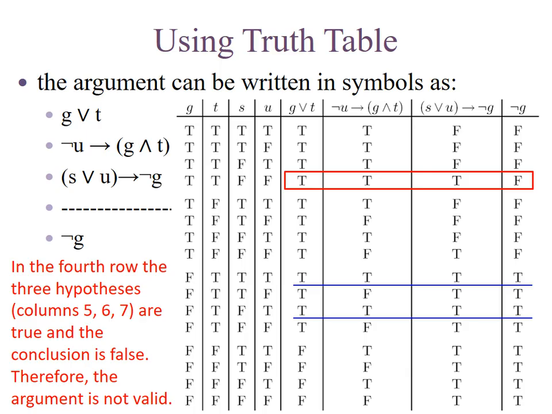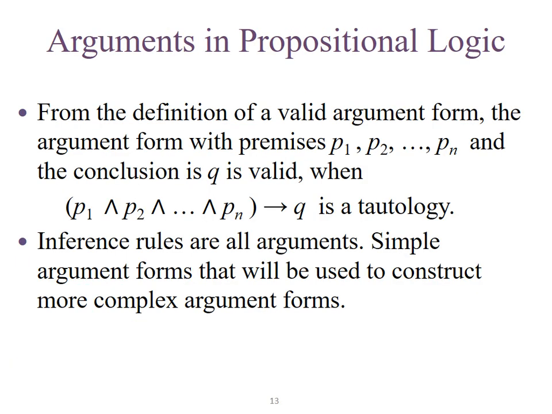All right, so next, let's see. For a valid argument, we can simply consider the proposition: if the premises P1, P2, and so on are all true, so we AND them together, then Q is also true. If this is a tautology, then we can call this a valid argument. So we just rewrite the definition of valid argument in the form of propositional logic.